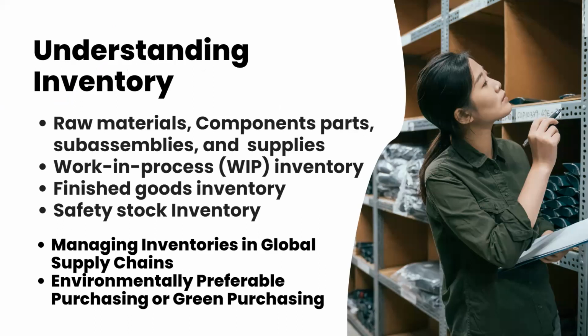Next would be understanding the inventory. The first one is the raw materials, component parts, sub-assemblies, and supplies. This is the input of the manufacturing of the service or the product. Most likely, without these materials, the input cannot be made or the product cannot be created. Next would be the work in process inventory.